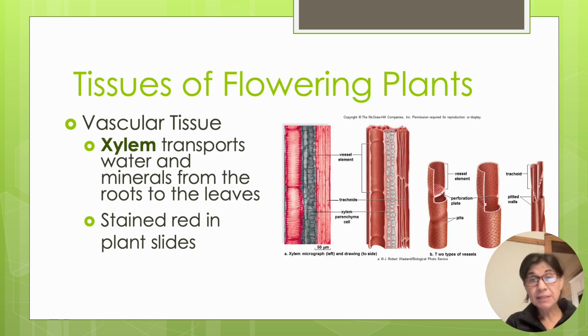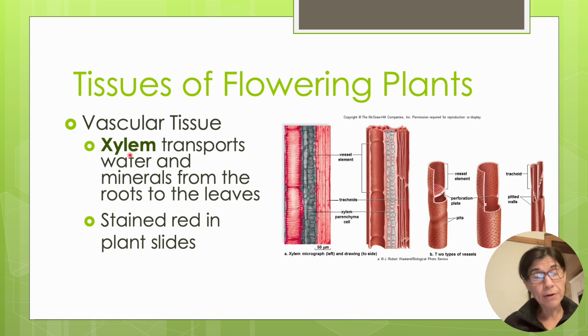If we talk about the tissues that are in these organs, like in the roots and in the stems, when we're talking about vascular tissue, we have xylem, which in a slide is always dyed red. Okay, that's important to know. Xylem transports water. So the way I have my students remember this is that X and W are pretty close in the alphabet. X is close to W.